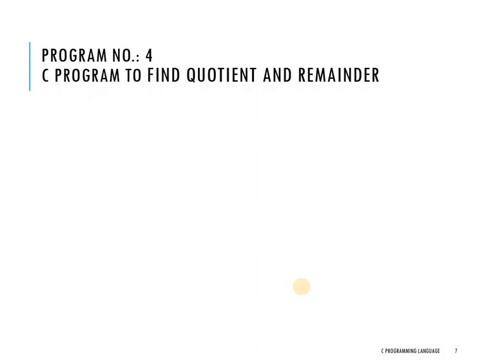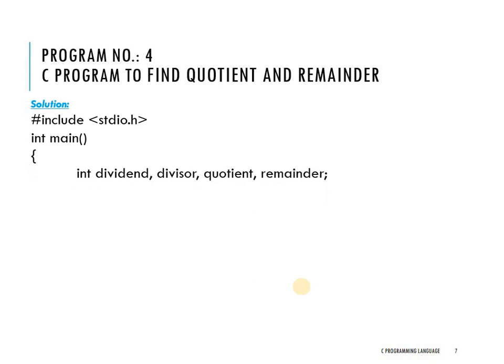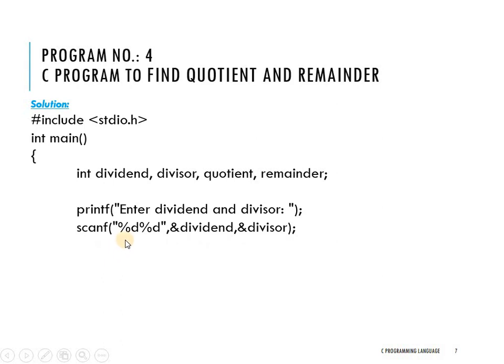Next we are going to see how we can find the quotient and remainder. So here we are going to find the quotient and remainder with the help of two operators. Here I have declared the main function. Inside the main function I have declared four variables: dividend, divisor, quotient, and remainder. So here we are going to get the dividend and divisor through scanf %d. The first value will be the dividend, the second value will be the divisor, and then I am going to find the quotient value using the division operator, dividend by divisor.